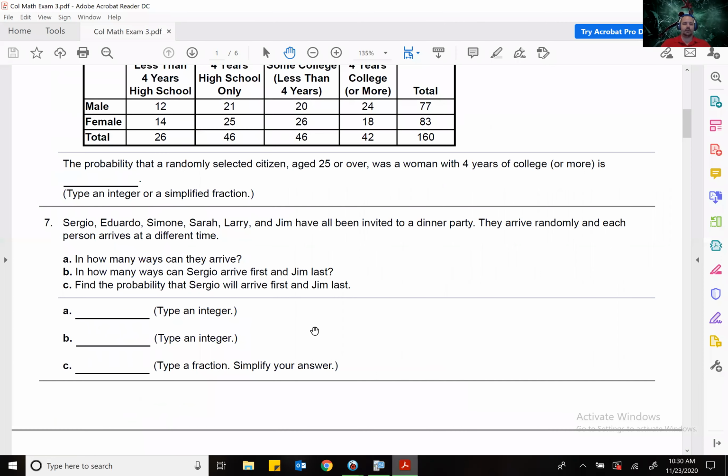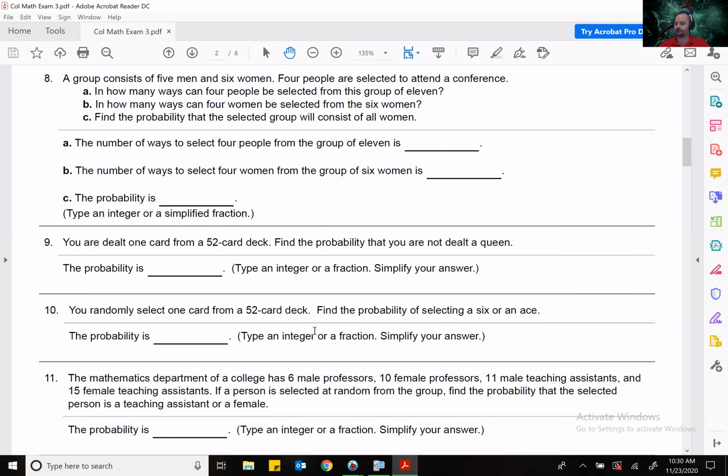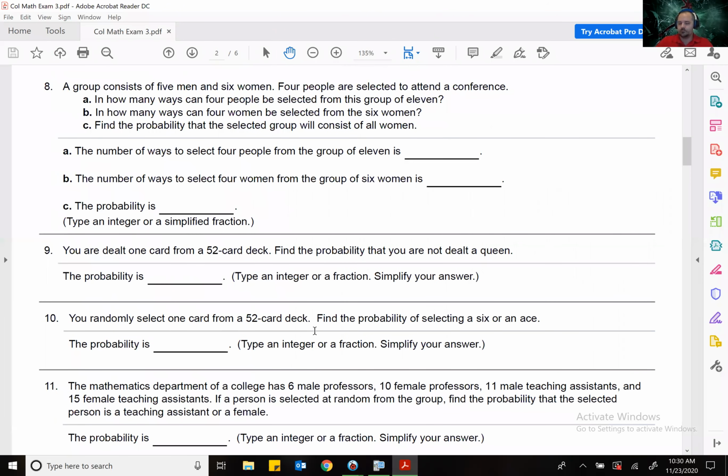Almost clicked on the wrong one. Number 8. A group consists of 5 men and 6 women. 4 people are selected to attend a conference. How many ways can 4 people be selected from the group of 11? How many ways can 4 women be selected from the 6 women? And then find the probability that the selected group will consist of all women. So again, another one of those scaffold problems.